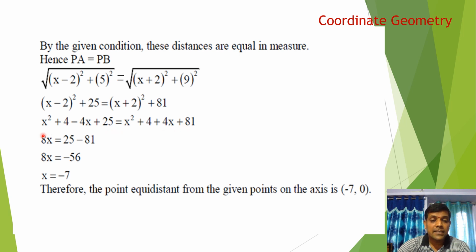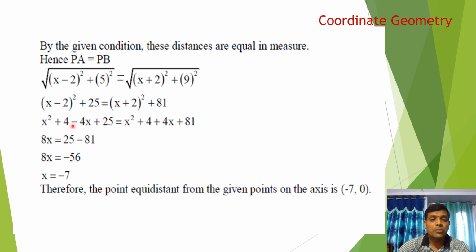Again, LHS and RHS have equal terms, so both sides are cancelled: x square cancels, plus 4 cancels. So write the remaining terms. What are the remaining terms? Minus 4x plus 25 and 4x plus 81. Here minus 4x is in the LHS.